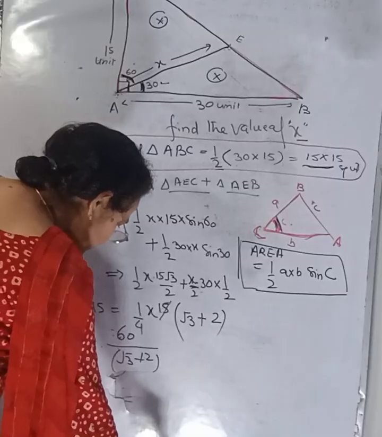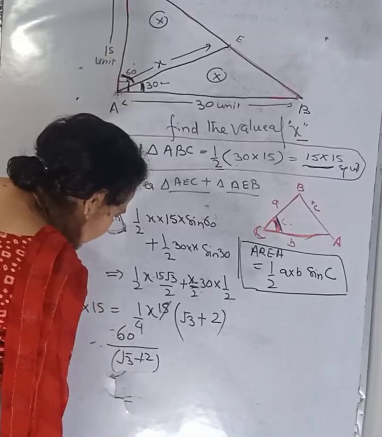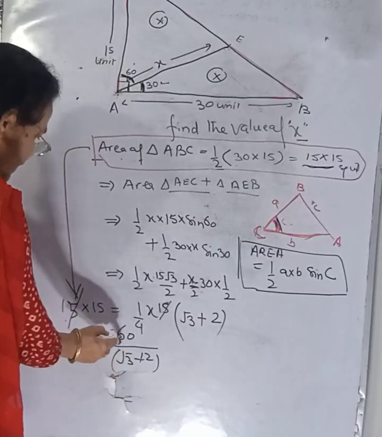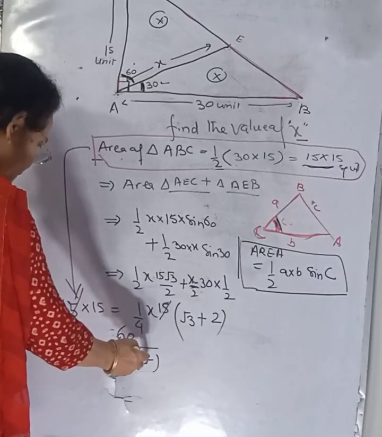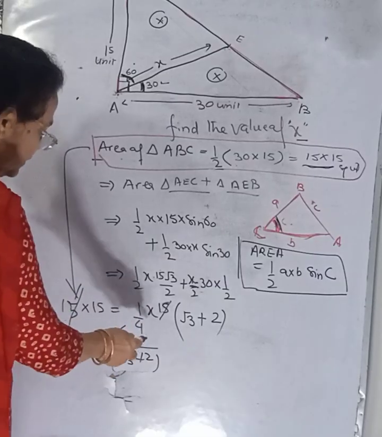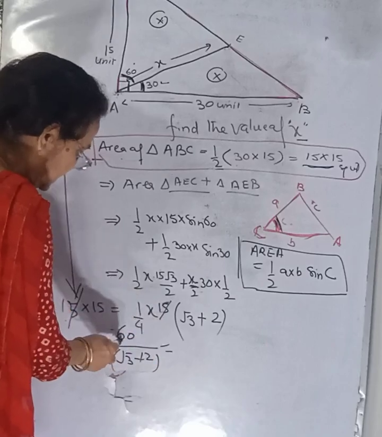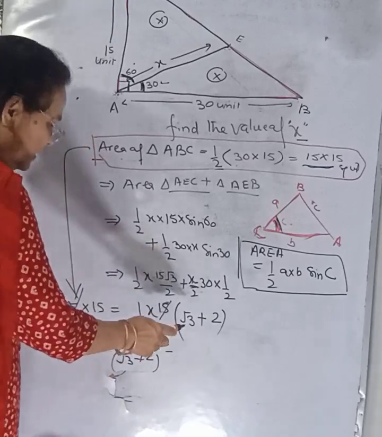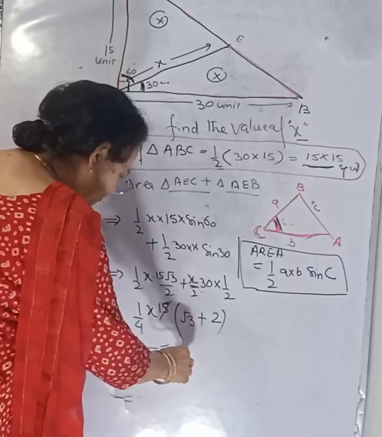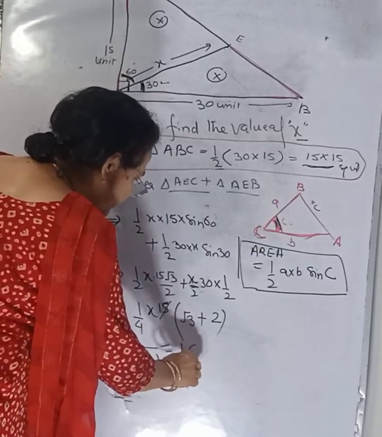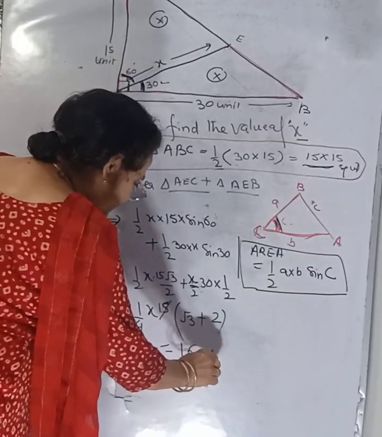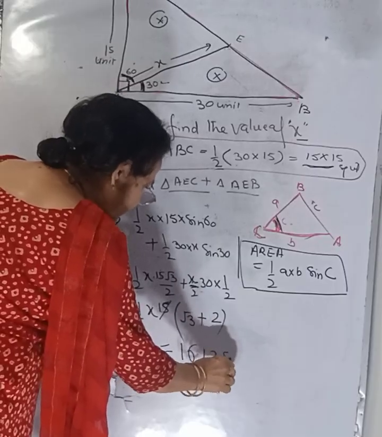Root 60 or 30, 60 into root 3 plus 2. If we put the values of root 3, approximately the value will become 16.1 square cm.